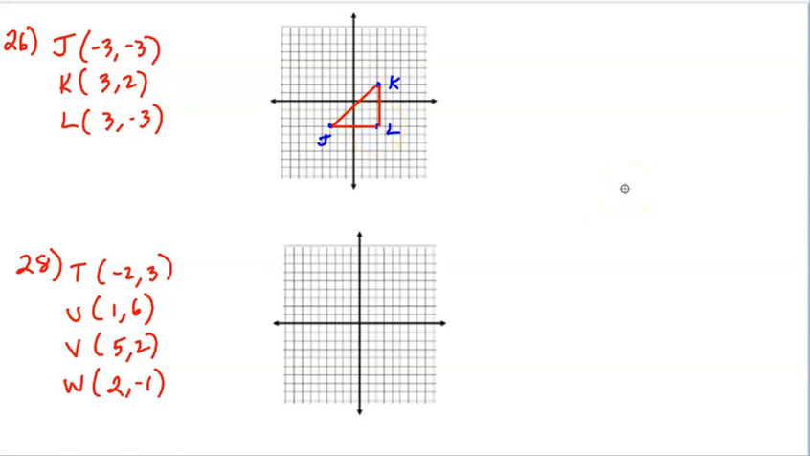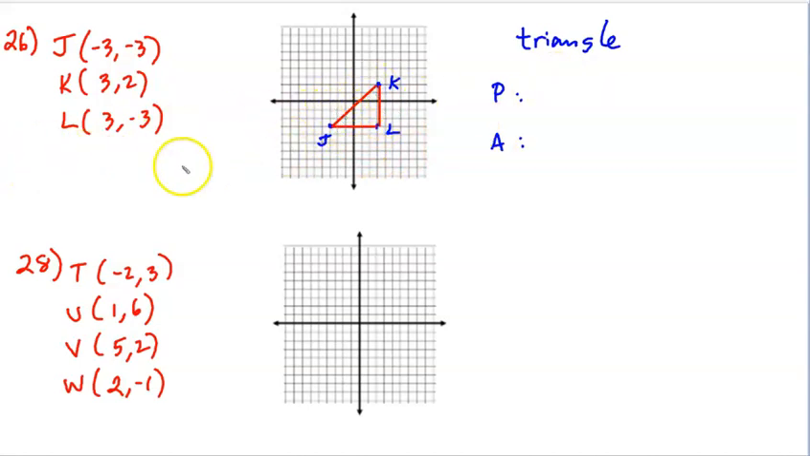Okay, so there's our shape, and now we're supposed to identify the figure. All right, so it's a triangle. All right, find the perimeter and the area. All right, so to find the perimeter, we have to know the lengths of the sides, and we also use those numbers to find area. So let's just go ahead and do a little work here.